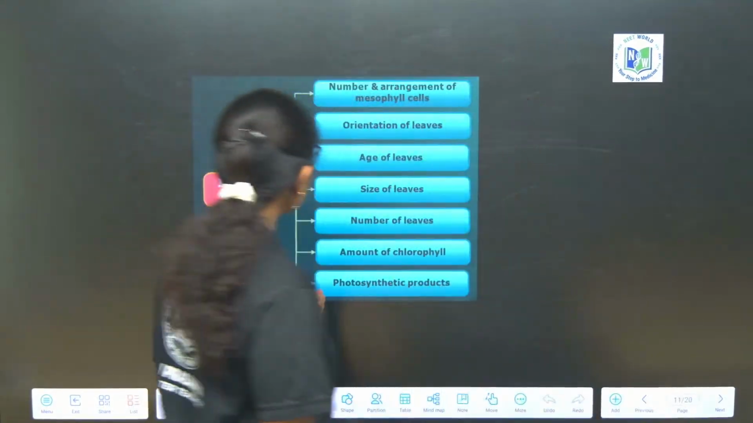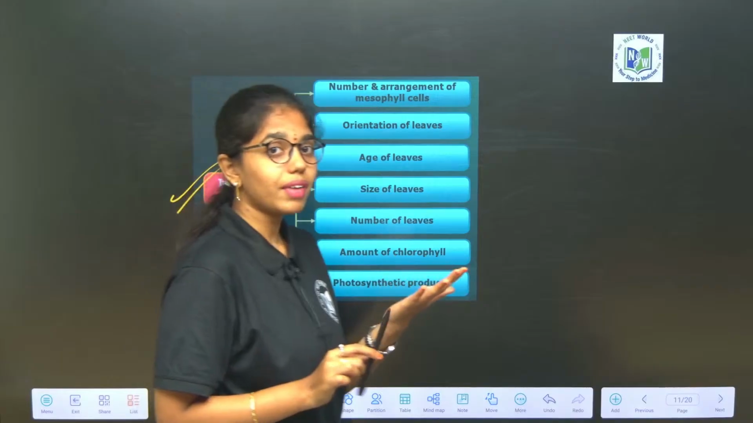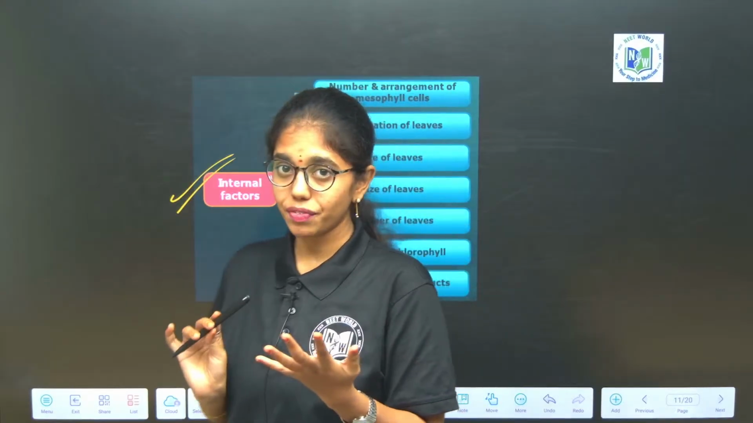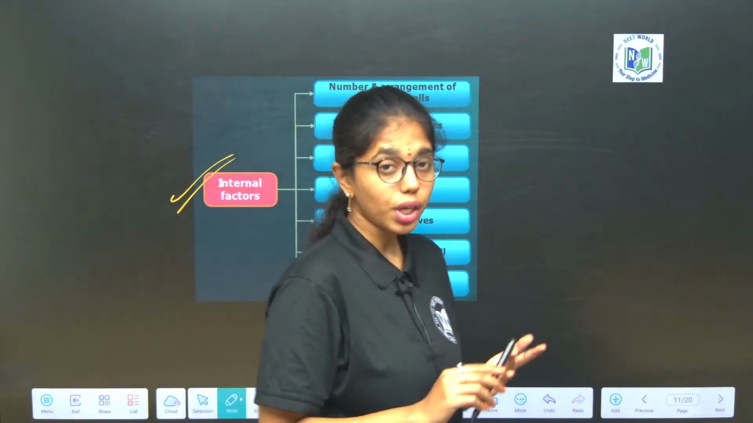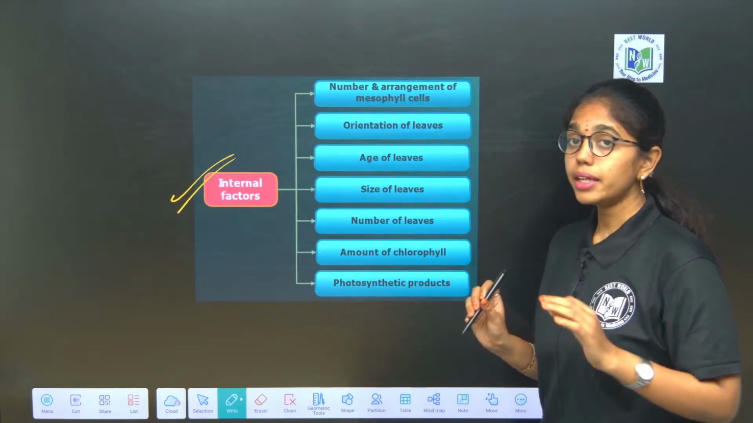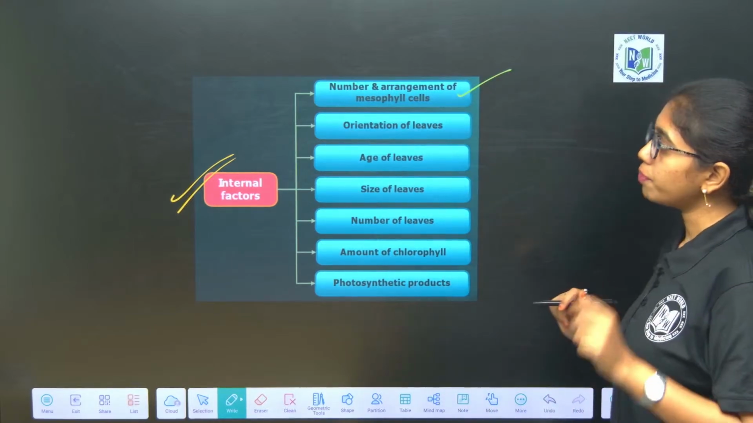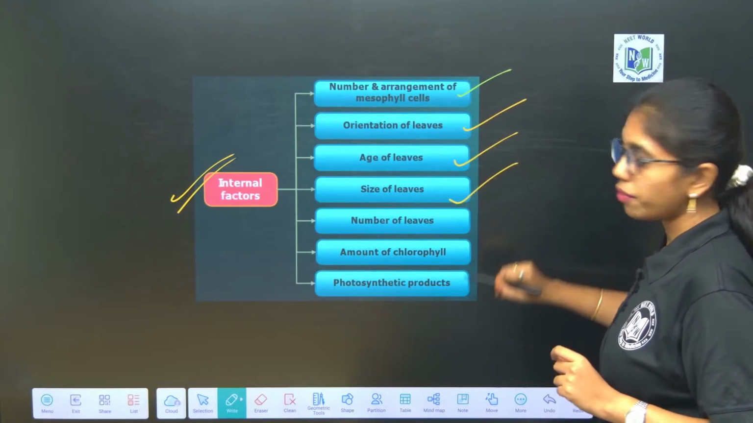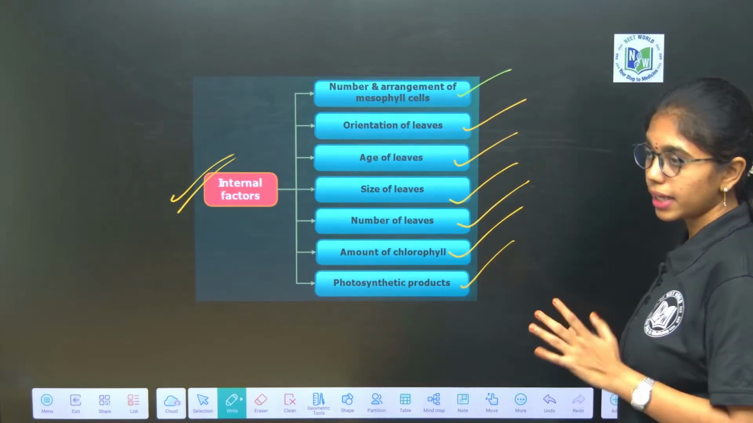Next, let us look into the internal factors that are affecting photosynthesis. What are the external factors that we have looked into? Light, in that light intensity and duration specifically, and then carbon dioxide concentration, temperature, water. These are the external factors that we have looked into. Now let us see the internal factors. Internal factors include number and arrangement of mesophyll cells, orientation of leaves, age of leaves, size of leaves, number of leaves, amount of chlorophyll, and photosynthetic products, okay.